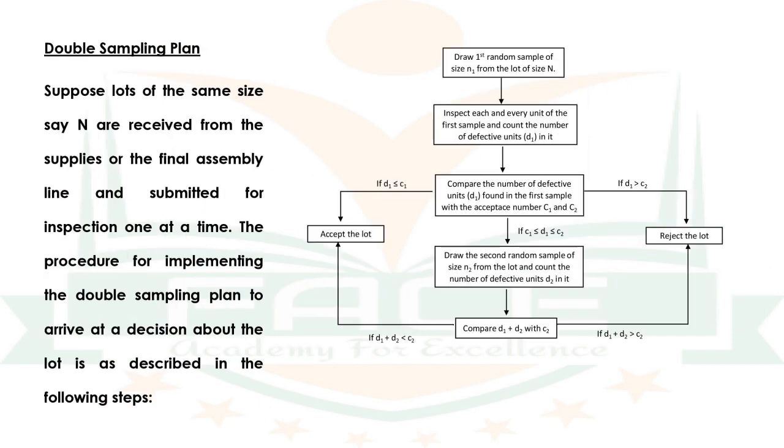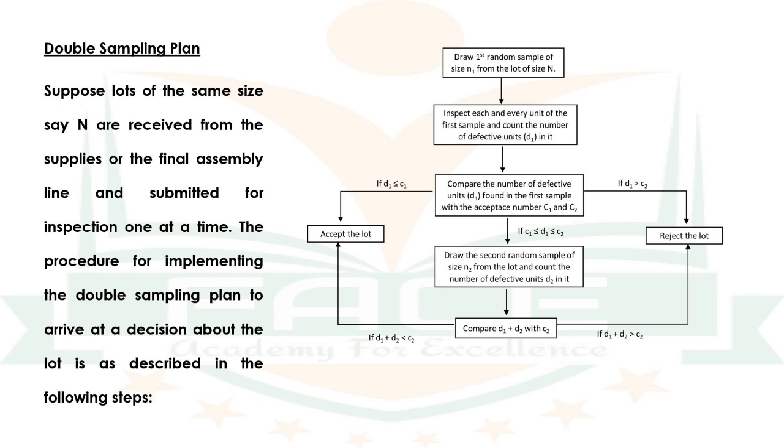Now let us discuss the implementation of the double sampling plan. Suppose lots of the same size, say capital N, are received from the supplier or the final assembly line and submitted for inspection one at a time. The procedure for implementing the double sampling plan to arrive at a decision about the lot is as described in the following steps.